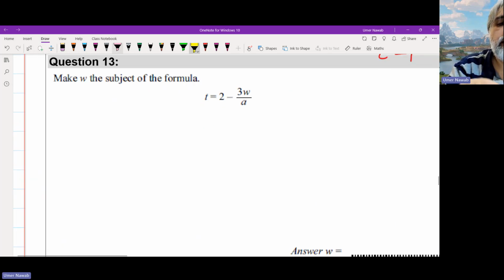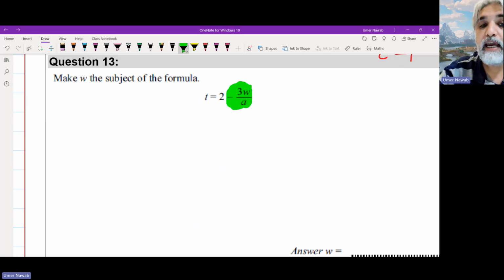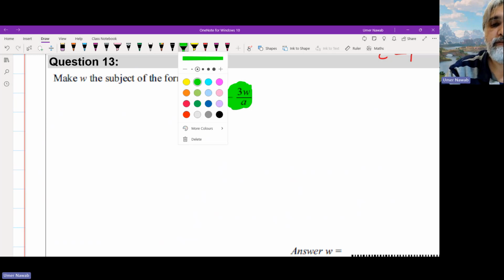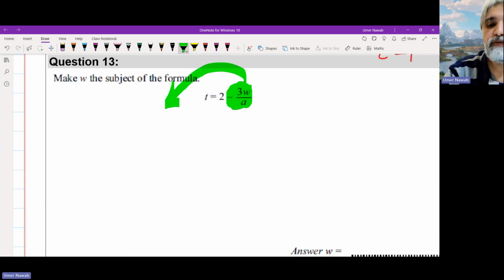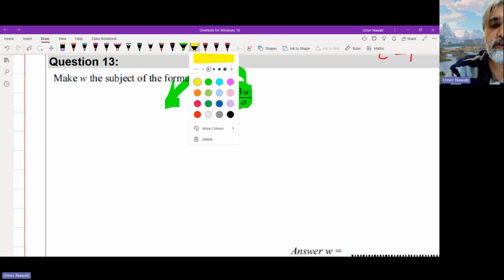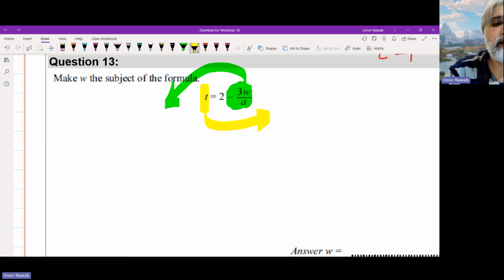Now, in this question, I want to make W the subject. So this term contains W. But the interesting point is that my subject term has a negative sign, and I hate to have my subject term negative, or that term in which the subject is there, it shouldn't be negative. So what I'm going to do, guys, I will shift it to the left, and I shift the T, which is on the left, to go to the right.